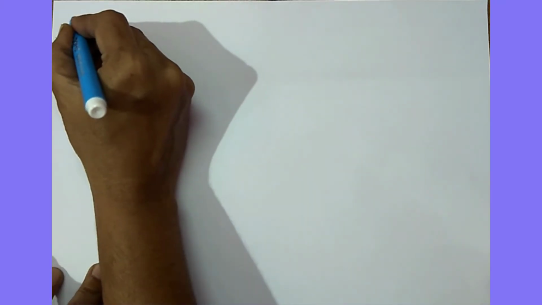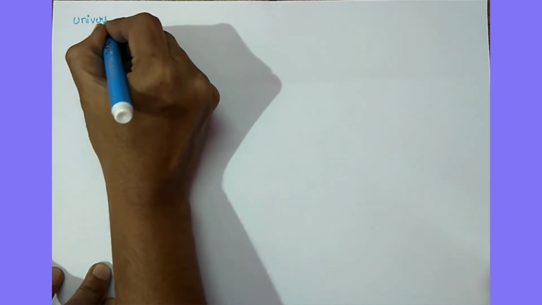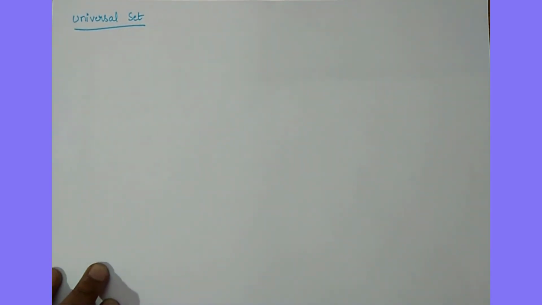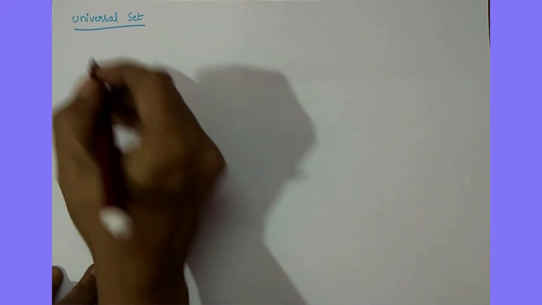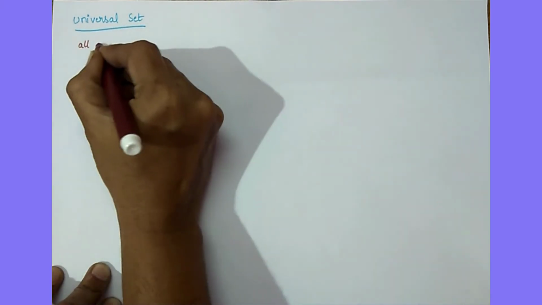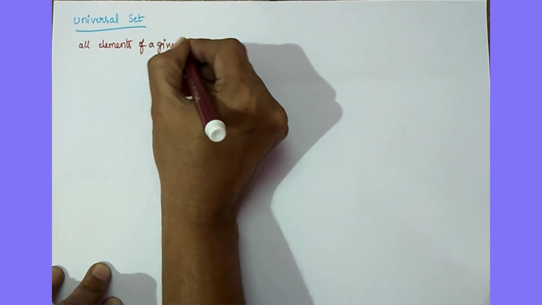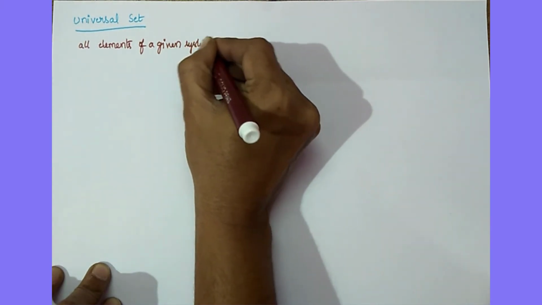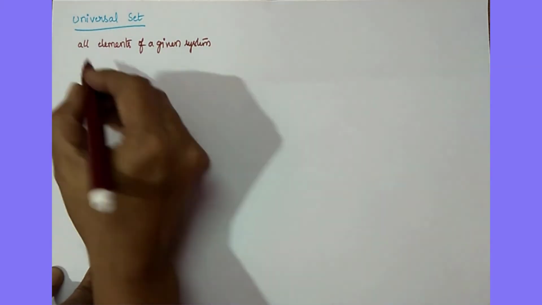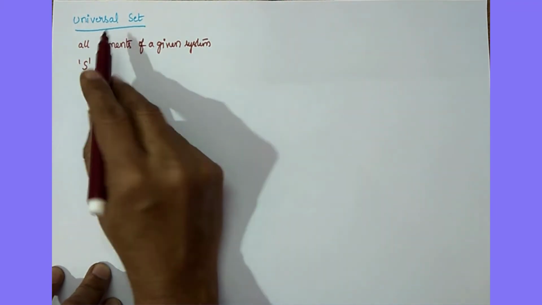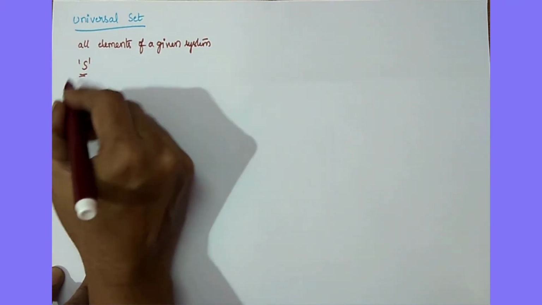Next is universal set. Okay, a set which consists of all elements of a given system is called universal set and is denoted by the letter S. A set which consists of all elements of a given system is said to be universal set and is represented by S.